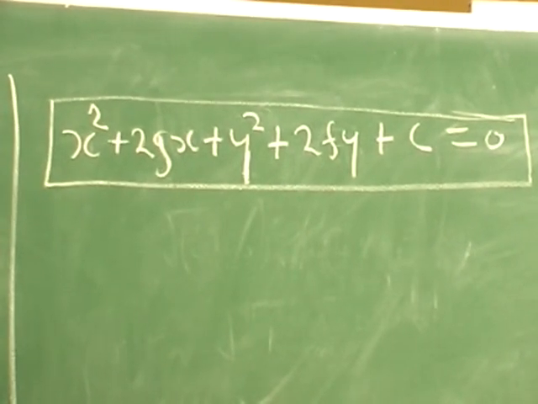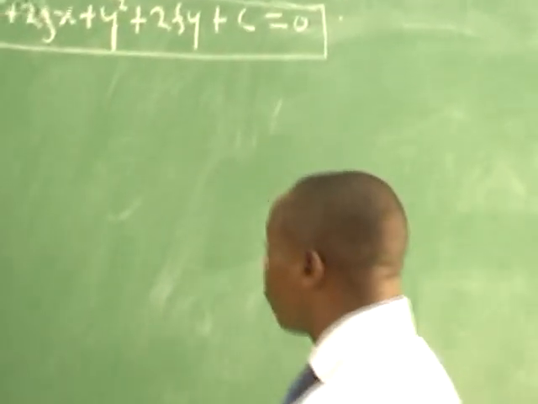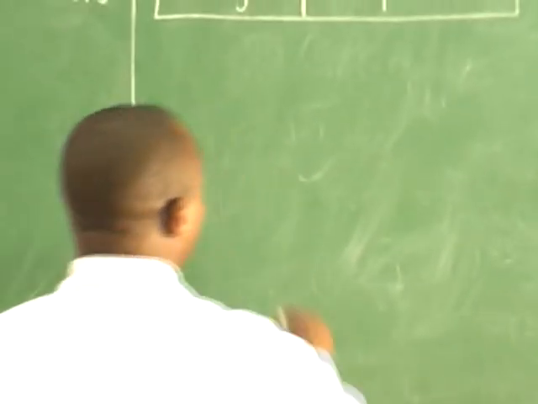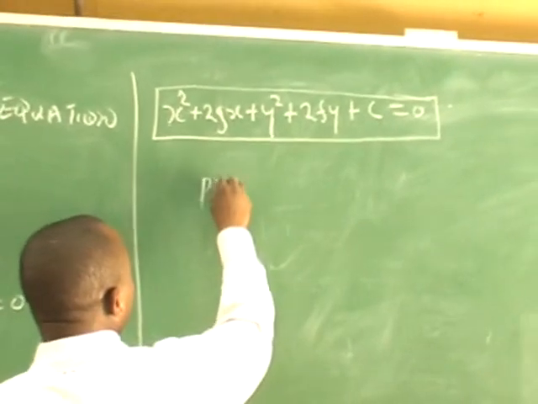Now, we want to take the properties of the circle. Properties of the circle.